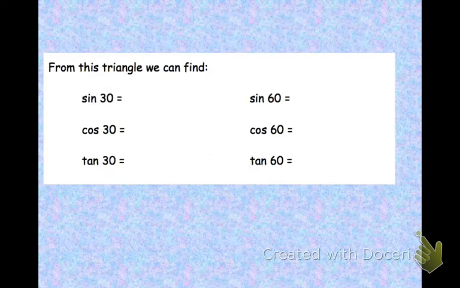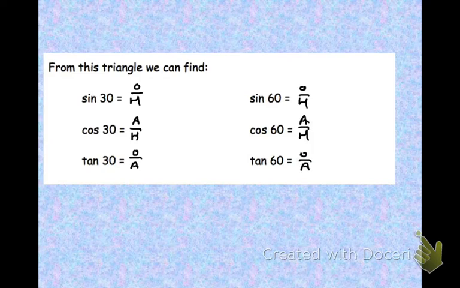Looking now at that triangle, and again, I don't have it up here, so you have to look at your paper, you can find the sine of 30, which is opposite over hypotenuse, cosine of 30, which is adjacent over hypotenuse, tangent of 30, which is opposite over adjacent, and then the 60 degrees also. So I'm going to go ahead and give you the sine ones, but I would like you to figure out the cosine ones on your own.